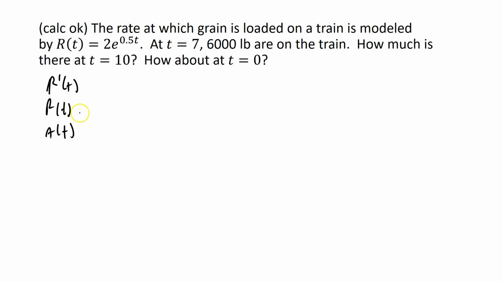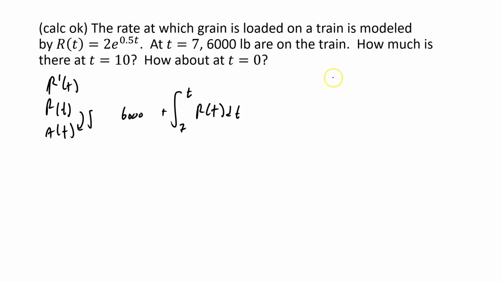So to get from the rate down to the amount, we can integrate. And remember, we can always choose what value we want to start integrating at. And usually we want to start at a value that we know. So in this case, because it tells us at 7 it's 6,000 pounds, I'm going to integrate from 7 to t of r of t dt. And then if I'm starting at 7, when I plug 7 in here, I should get 6,000. So I'm going to add 6,000 to it.